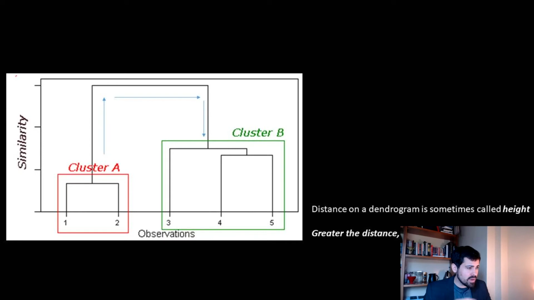And I have identified these two clusters as separate clusters because to get from 1 and 2 over to 3, 4, and 5, I need to follow those blue arrows all the way over to the other cluster. So cluster B is over to the right, cluster A is to the left. So 1 and 2 are like each other, 3, 4, and 5 are like each other.